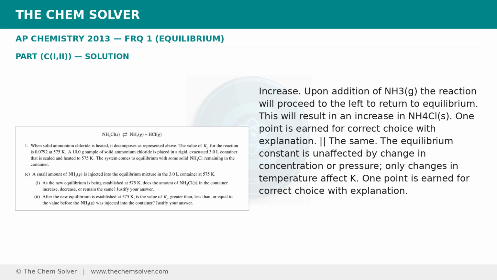Increase. Upon addition of NH3, the reaction will proceed to the left to return to equilibrium. This will result in an increase in NH₄Cl. 1 point is earned for correct choice with explanation. The same. The equilibrium constant is unaffected by change in concentration or pressure. Only changes in temperature affect K. 1 point is earned for correct choice with explanation.